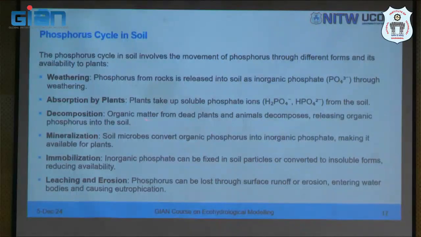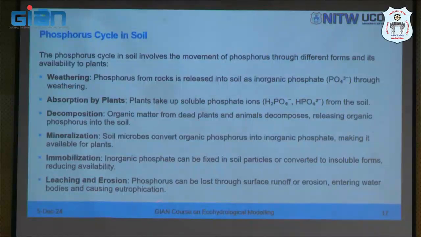Then you have mineralization. Soil microbes convert organic phosphorus into inorganic phosphate, making it available for plants. So some part of this organic phosphorus gets converted into inorganic phosphate ions. And then there is also immobilization. Inorganic phosphate can be fixed in the soil particles or converted into insoluble forms, reducing its availability. So these bacteria sometimes also create insoluble forms, reducing availability.